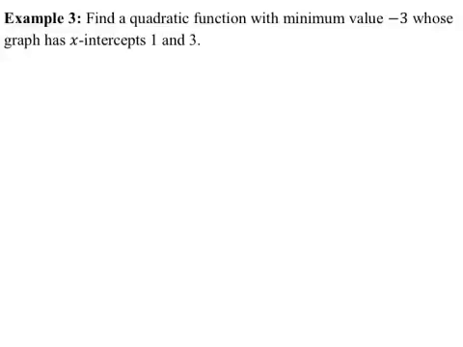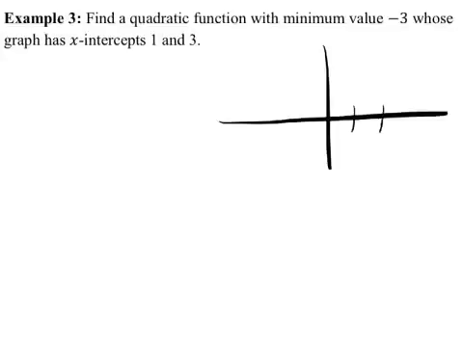For example 3 here, we're asked to find a quadratic function with a minimum value of negative 3, whose graph has x-intercepts at 1 and 3. So let's start right away by sketching to see what's going on here. Okay, minimum value, negative 3, with intercepts at 1 and 3. So here's the intercepts. We know where those are, 1 and 3. So the graph either looks one way or the other. Either it's going to open down, like A, or it's going to open up, like option B. It's one or the other.